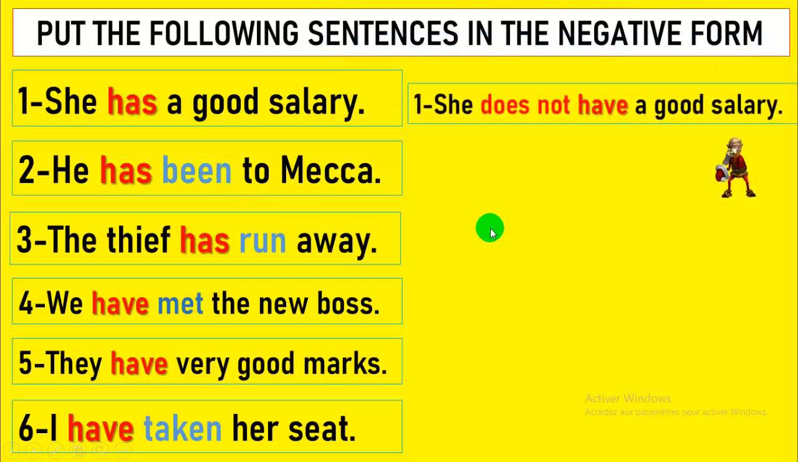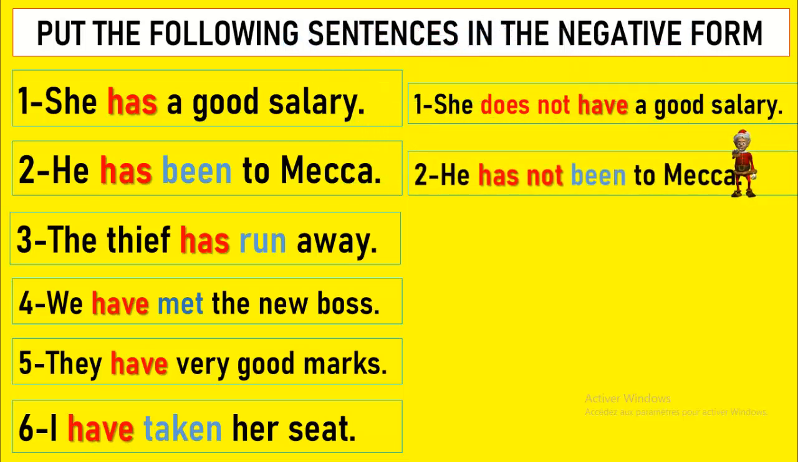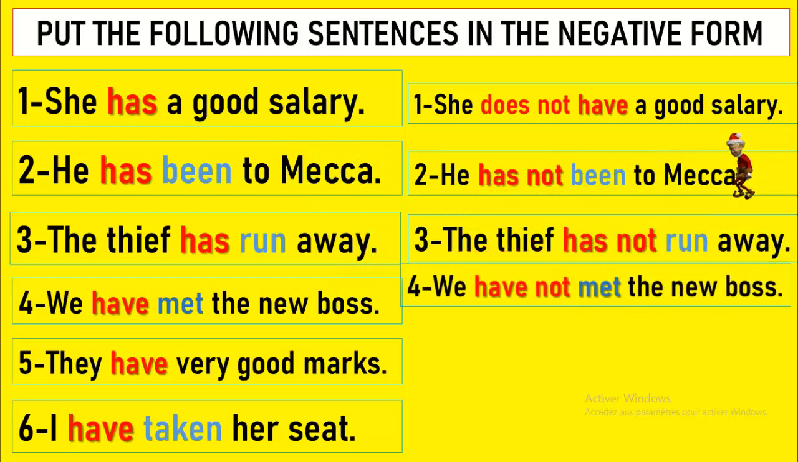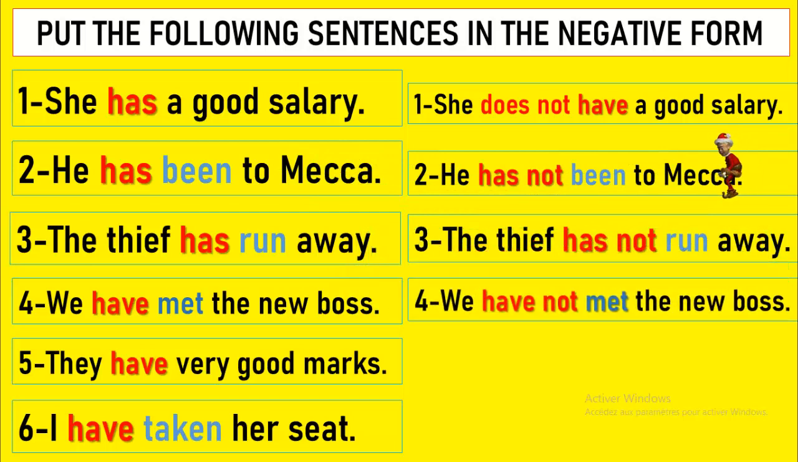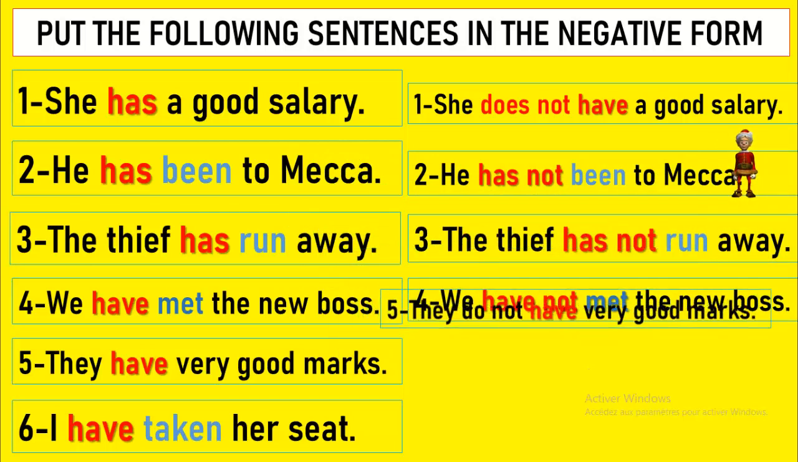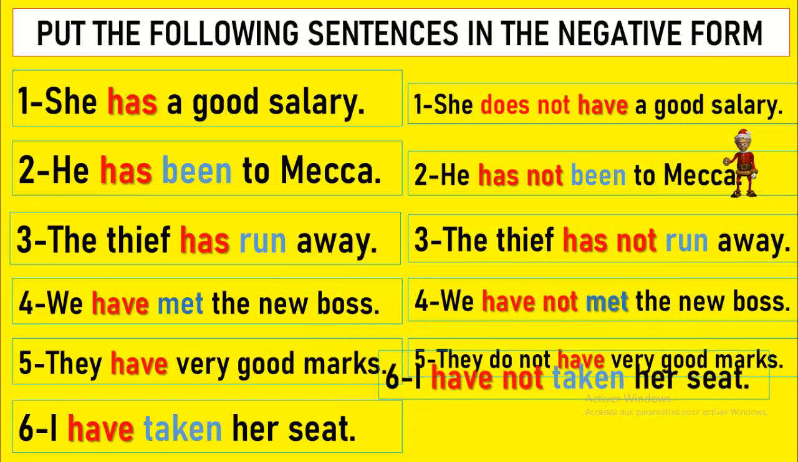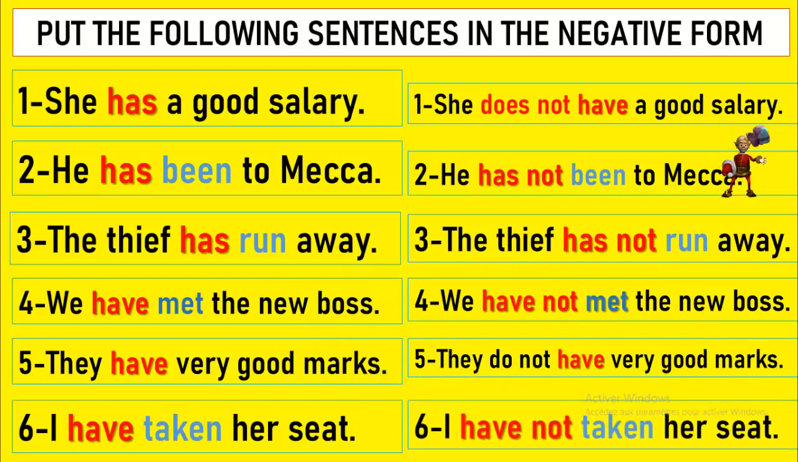Number 1, he does not have, verb. Number 2, he has not been, auxiliary. Number 3, the thief has not run away, auxiliary. Number 4, we have not met the new boss, auxiliary. Number 5, they do not have very good marks, verb. And number 6, the last one, I have not taken her seat, auxiliary.